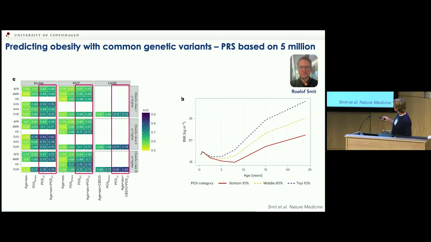This is data from the ALSPAC study from 0 to 25 years. And we have 3 curves with the people who are in the lower decile of the polygenic score in red, the people in the top decile in blue, and then the average in yellow. And you see already at age 5 that genetic predisposition is coming through, and it puts you on a track throughout life to be heavier or leaner than the average, depending on where you are.